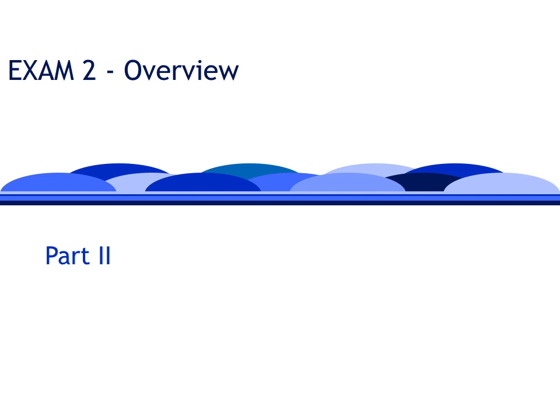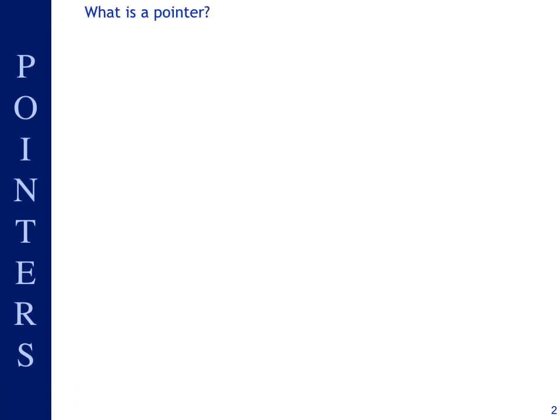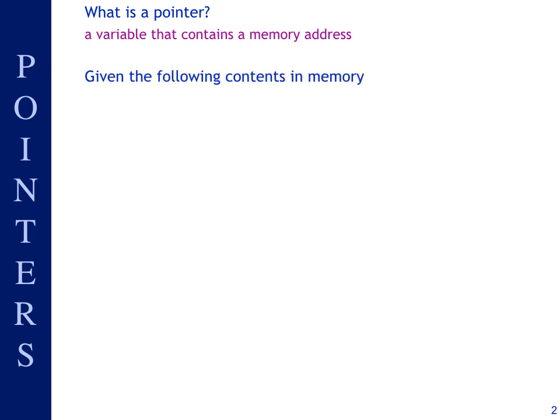Let's now review part 2 of the material for our exam 2. Looking at pointers. What is a pointer? We discussed that a pointer is a special type of variable that contains a memory address. Different from all normal variables we're used to, it doesn't contain a value that we can immediately use, just an address for another variable.